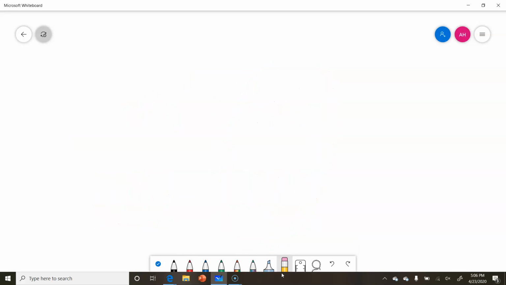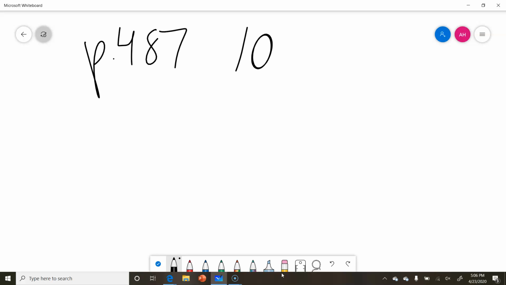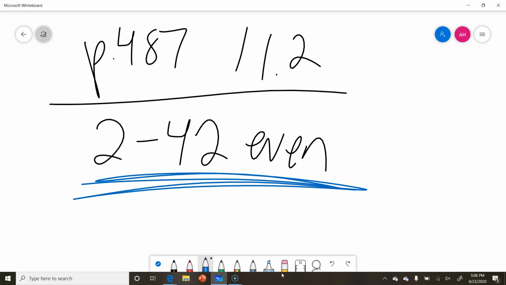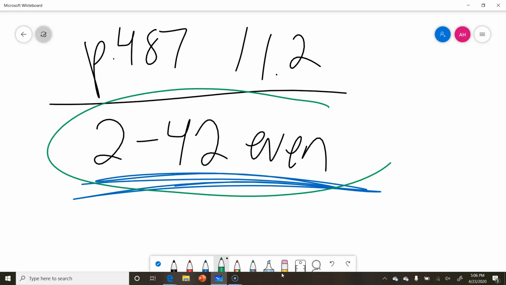So here is our homework for today. It is page 487. It is 11.2, and we are doing 2 through 42 even. Okay, a lot of ones that are very straightforward. You guys shouldn't have any problem with them. Please let me know if you do.